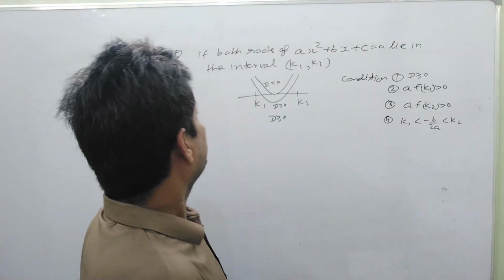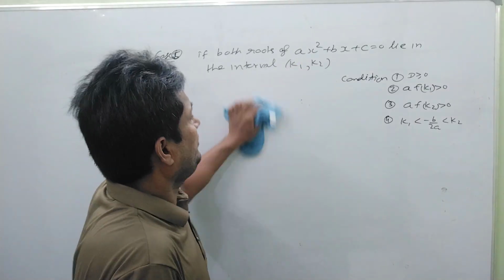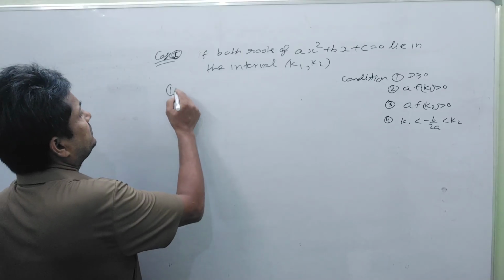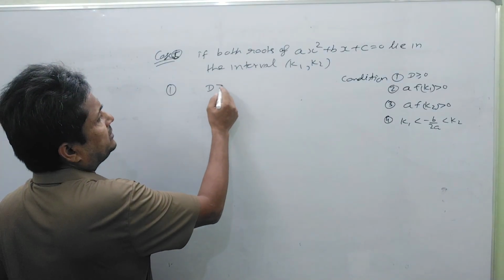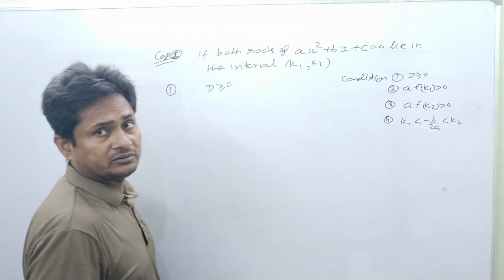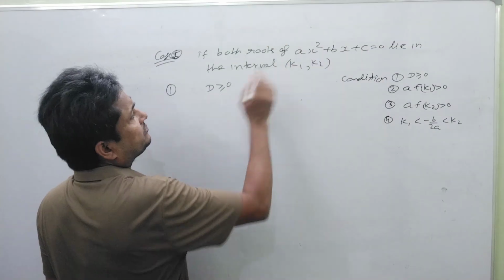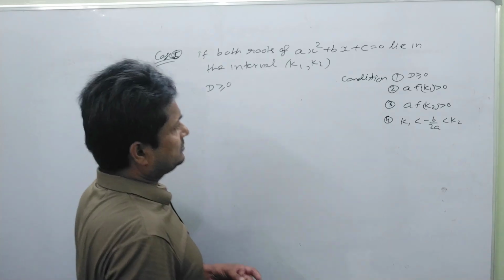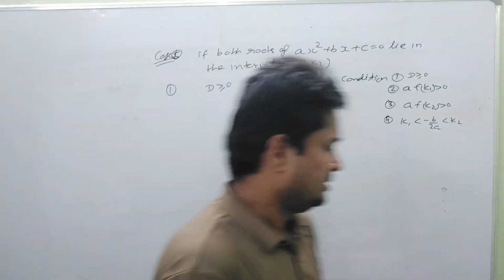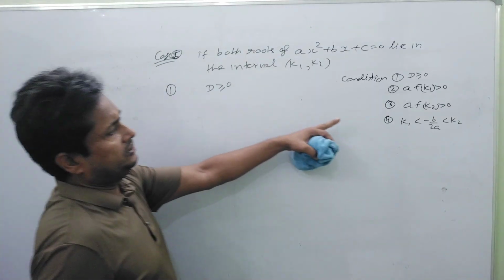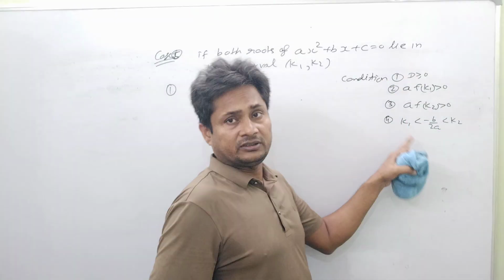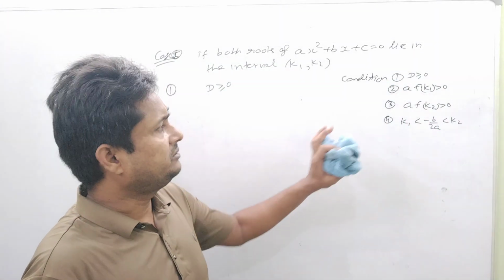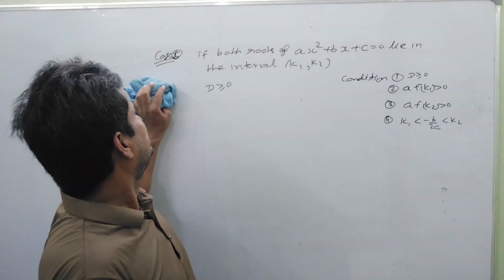So now let's solve these 4 cases. The first case is D must be greater than or equal to 0. Compare these 4 cases and take the intersection. Our answer will be from these 4 conditions. Now let's see a question.